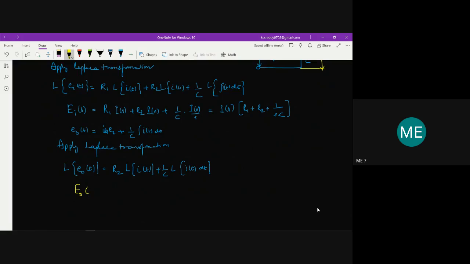So I am going to get e naught of s equal to R2 into i of s plus 1 by C into i of s by s. If I take i of s common, I'll get R2 plus 1 by sC. So this is the ei of s equation, and this is the e naught of s equation. So now the transfer function for the given network.